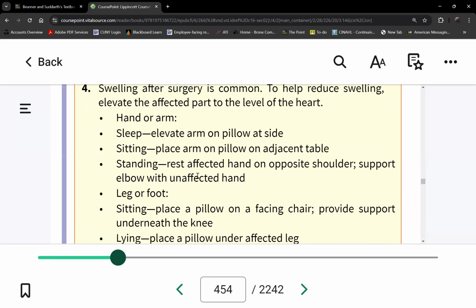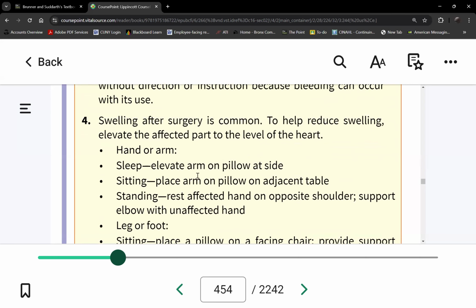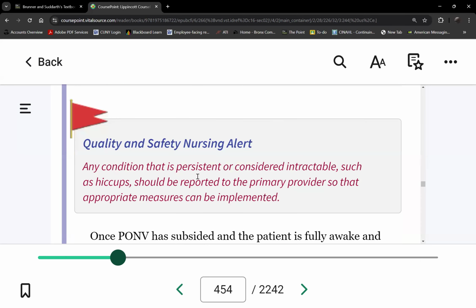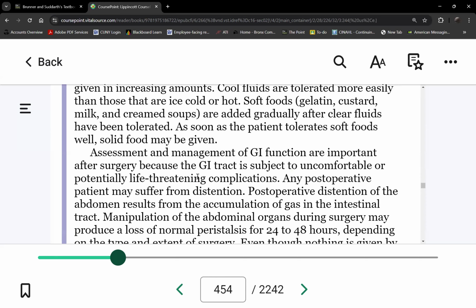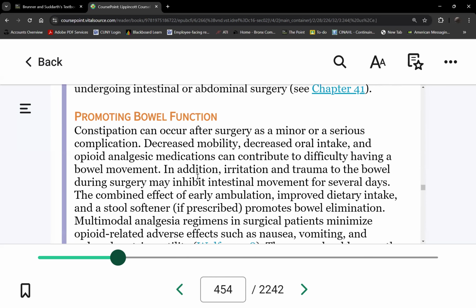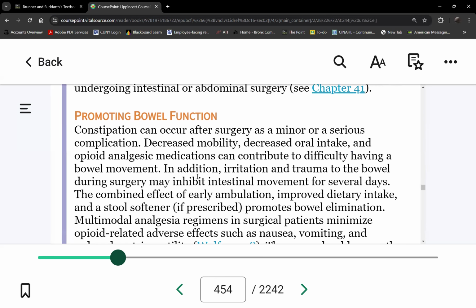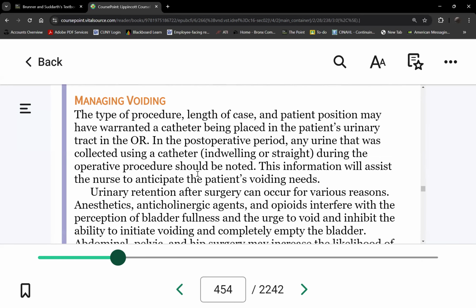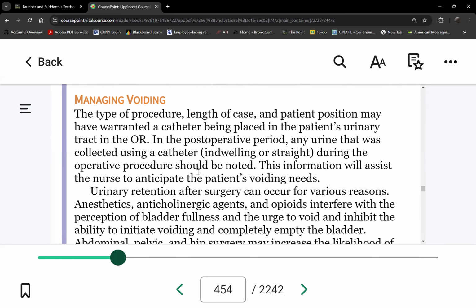And then what to report? What symptoms to report? Again, redness, swelling, tenderness, erythema, or drainage. In relation to post-op nausea and vomiting, we also have problems with constipation. Voiding, there could be urinary retention.